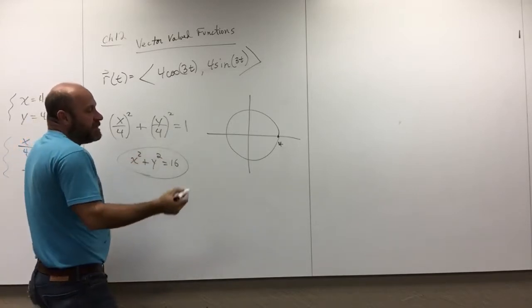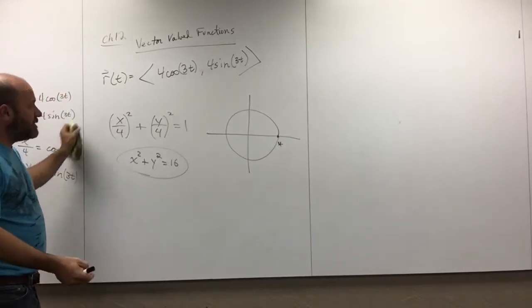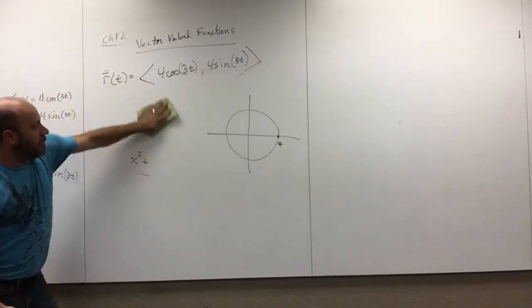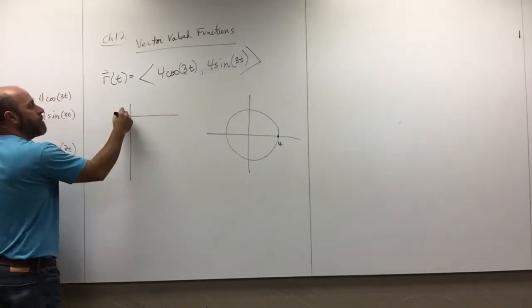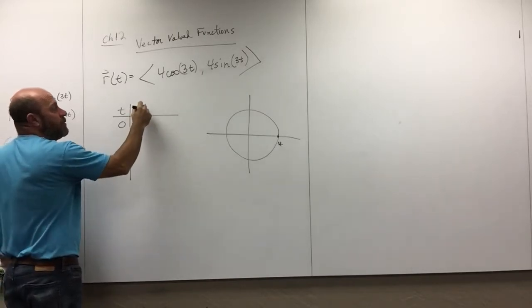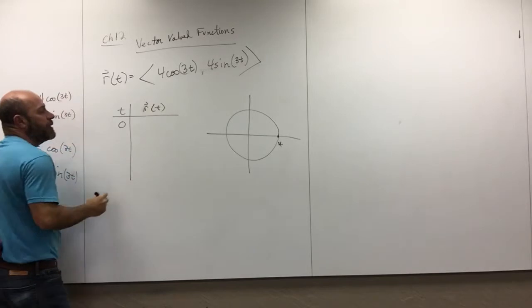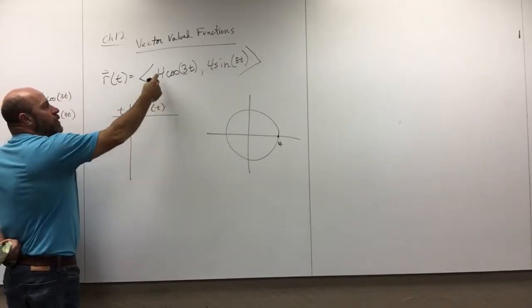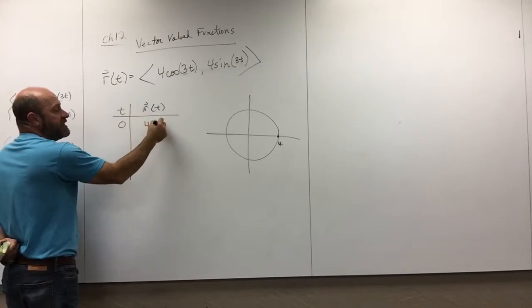Well, I guess the one way to tell would be to plot a couple points. Here, I'll get rid of this. I'm going to plot a couple points. Watch this. If t is 0, you plug it in and you get a vector. What is the vector? The cosine of 0 is 1. You're right, 4, 0. Now that's a vector.